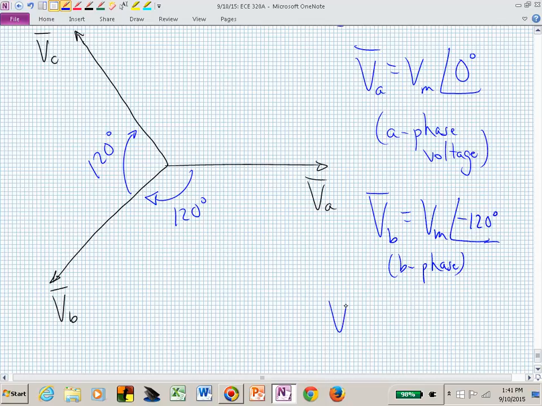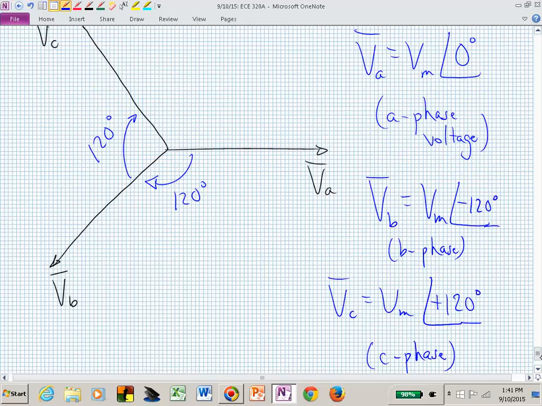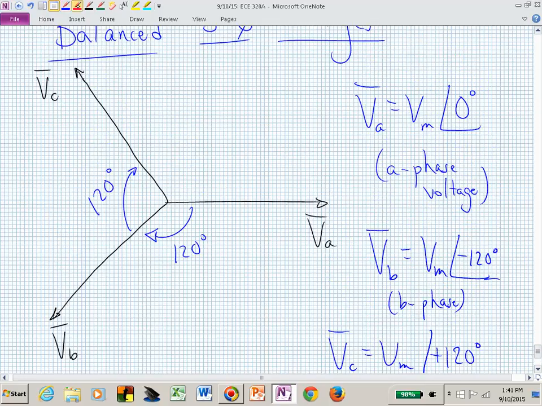And the C phase has the same magnitude. It's now minus 240, but we've agreed maybe to keep everything between plus and minus 180. So that's actually equivalent to being at plus 120 relative to the A phase. And this is now our C phase. And this is actually a positive phase sequence, balanced three-phase set of voltages.